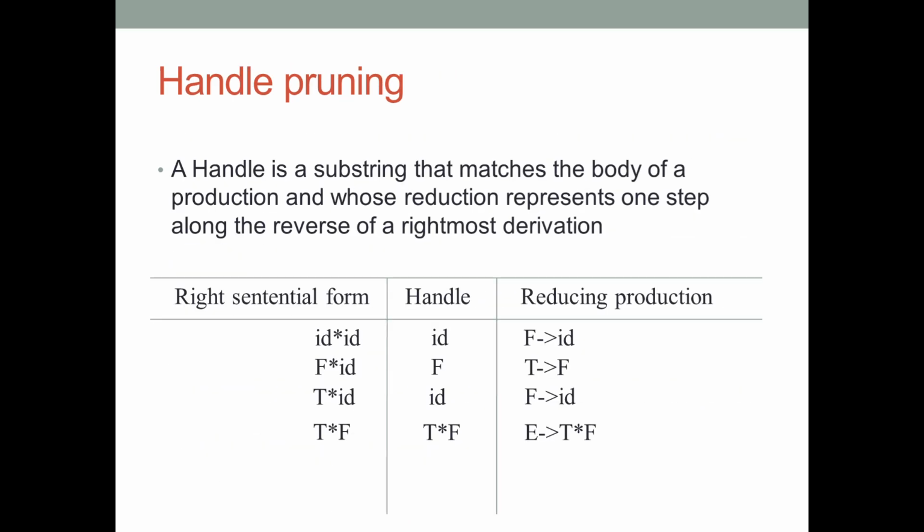Now we are going to see what handle pruning is. A handle is a substring that matches the body of a production whose reduction represents one step along the reverse of the rightmost derivation. So again, this is id star id. I am taking the example which I have explained before. So here id star F. Now the id is reduced into F.